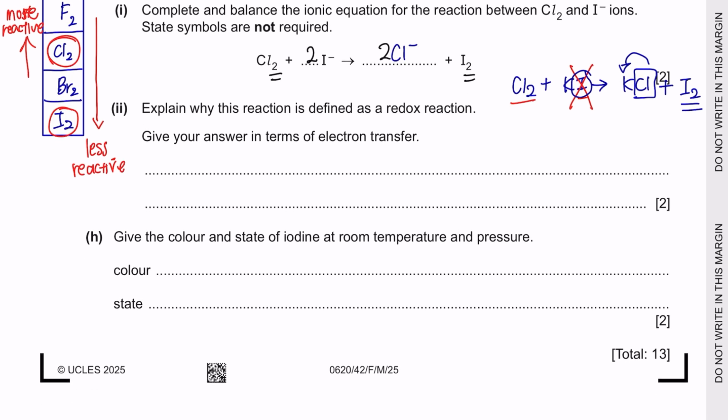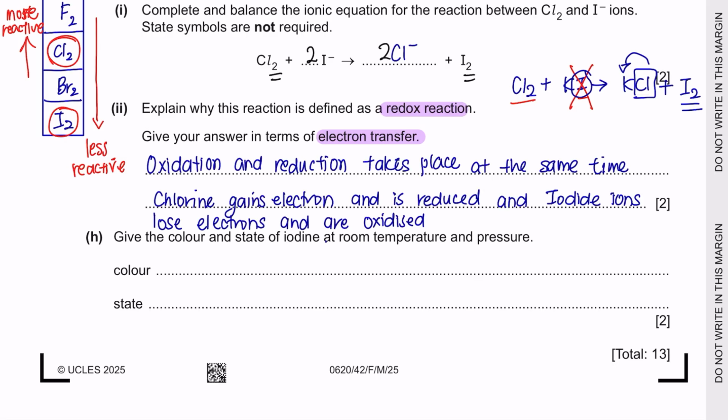Explain why this reaction is defined as a redox reaction and give your answers in terms of electron transfer. Redox reaction is when reduction and oxidation take place simultaneously. So in this scenario, we can see that chlorine goes through reduction and the iodide ion is oxidized. So this is a redox reaction.